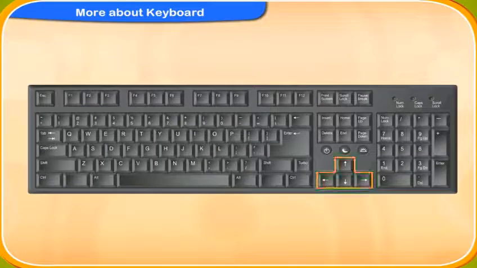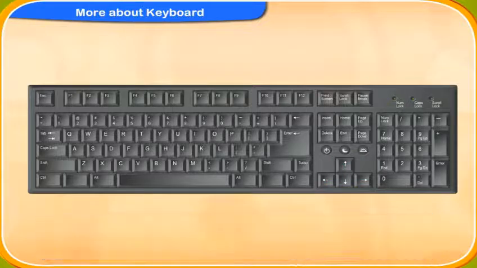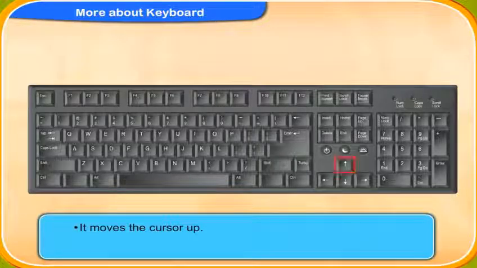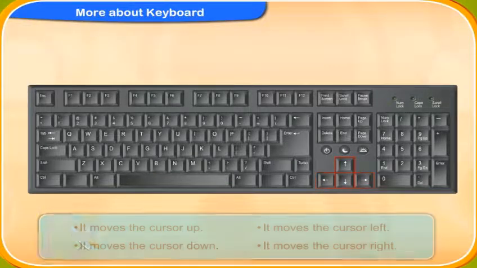These 4 at the bottom are the arrow keys, aren't they, Kliko? Yes, these are the arrow keys. The arrow keys are also called cursor control keys. These keys are used to move the cursor up, down, left or right. Which arrow key is used to move the cursor up? Yes, look at the keys. This key moves the cursor up. This key moves the cursor down. This key moves the cursor to the left. And this key moves the cursor to the right.